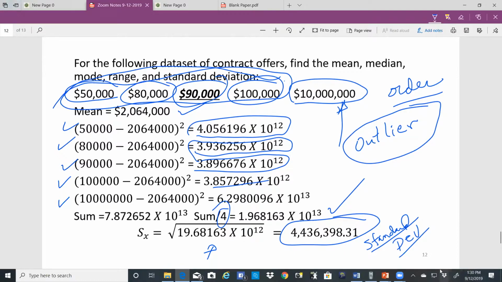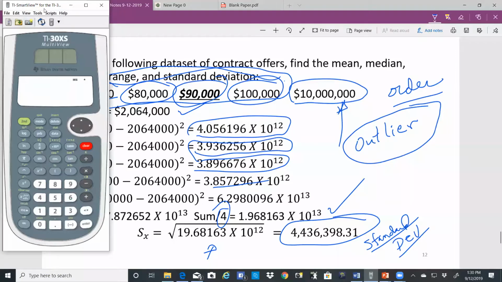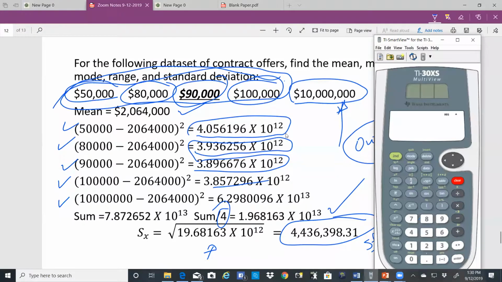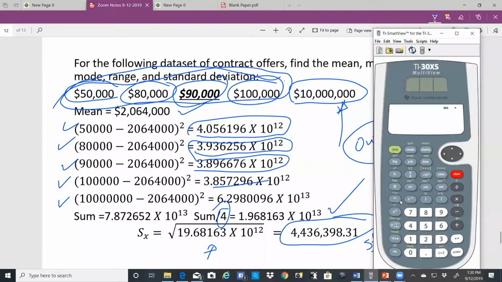What I'm going to do is bring up the calculator and put this data in. Since it's only 5 values, just bear with me for a second and I will put them in. On this calculator, you go to data, and notice I've got data already in the calculator. So I'm going to hit it again.